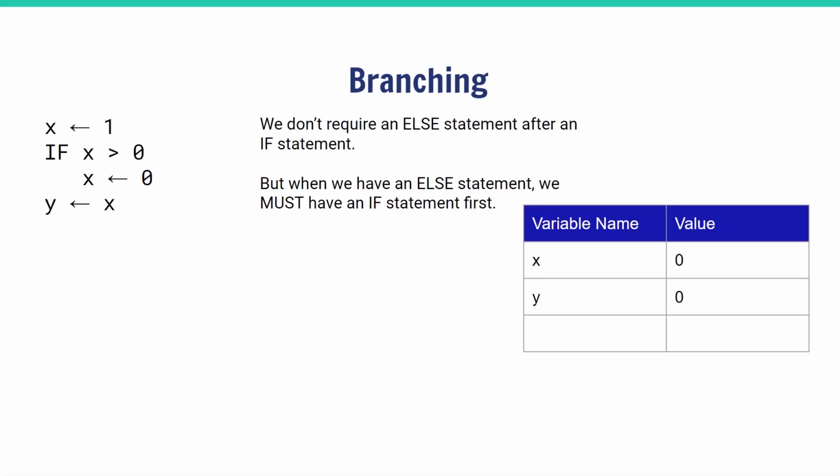And finally, if we do have an else statement, it must have an if statement before it. If we just had an else statement sitting by itself, that would not make any sense because it requires a Boolean condition to be evaluated before it. So that's a quick overview of how conditional branching works in pseudocode.